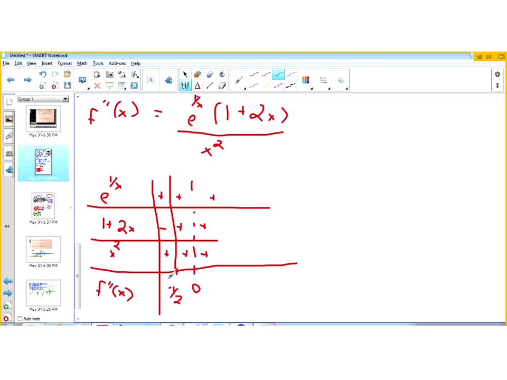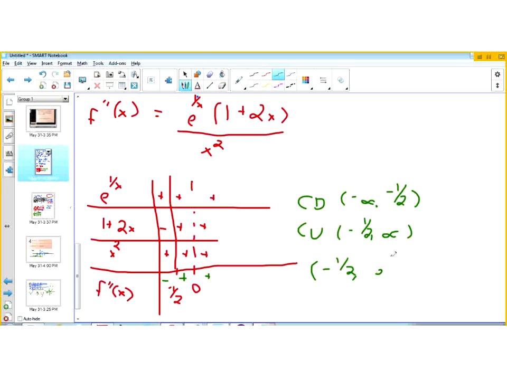So that means for the second derivative, from negative infinity to negative 1/2, the second derivative is negative. From negative 1/2 to 0 and beyond, the second derivative is positive. So that means this function will be concave down. So let's write it out. Concave down from negative infinity up to negative 1/2, and then it'll be concave up from negative 1/2 to infinity. So x equals negative 1/2 is an inflection point.